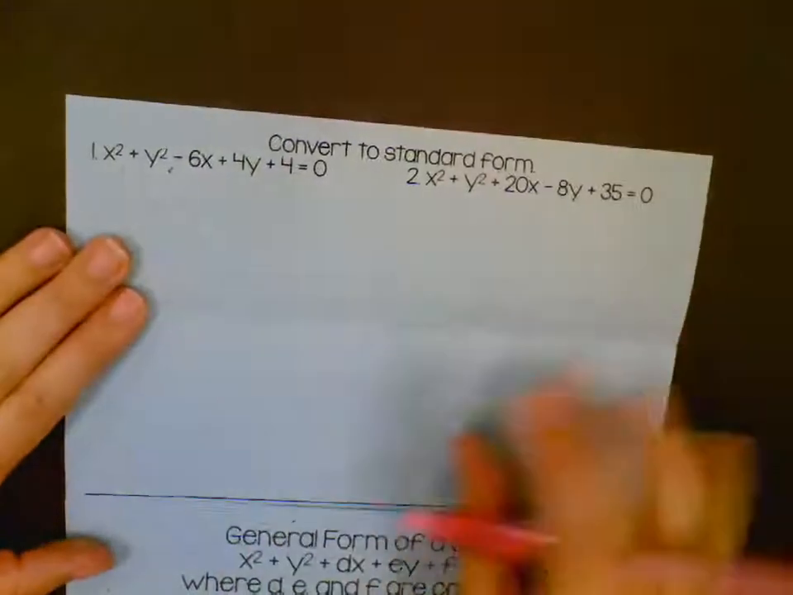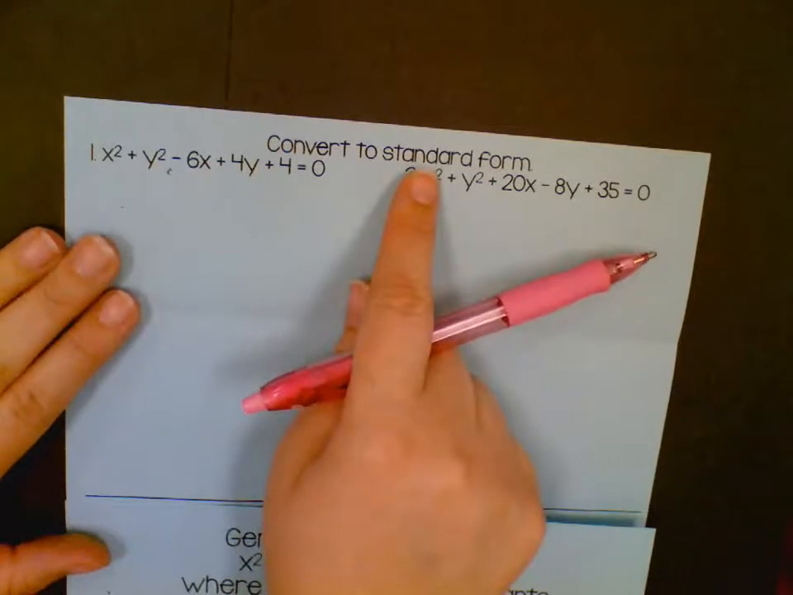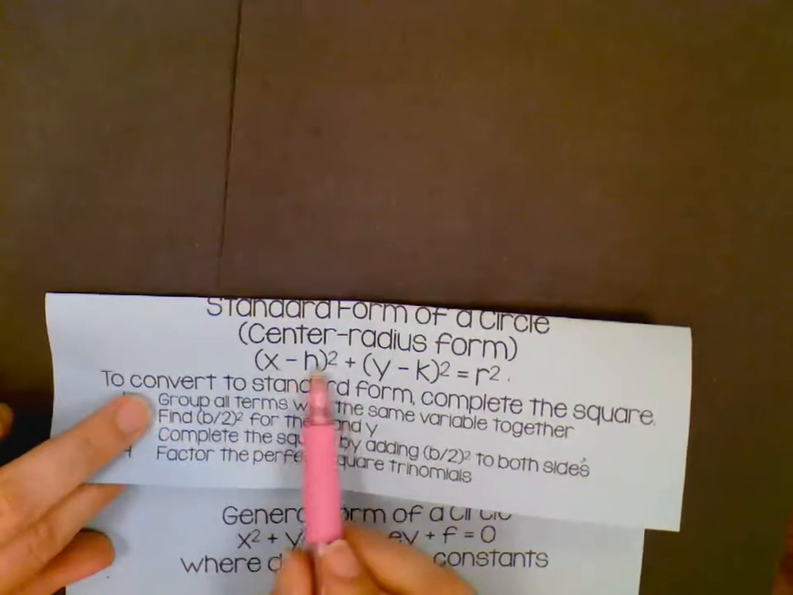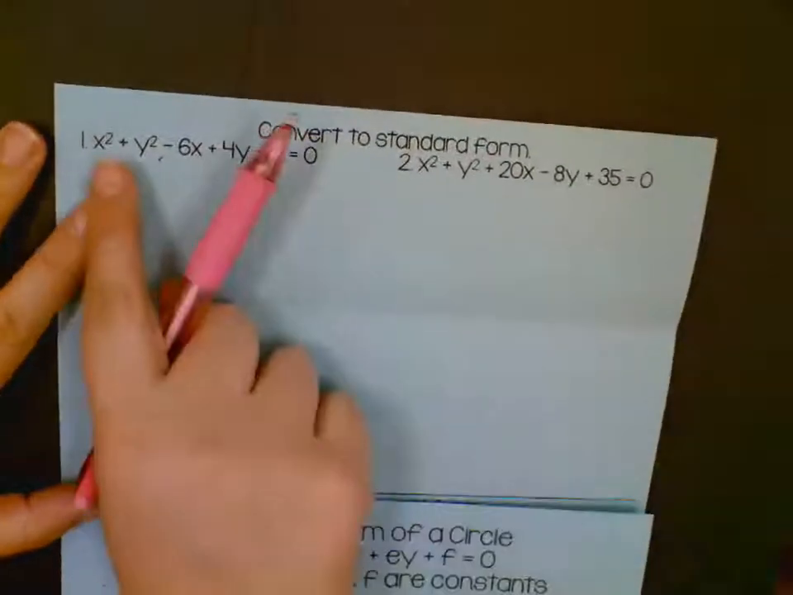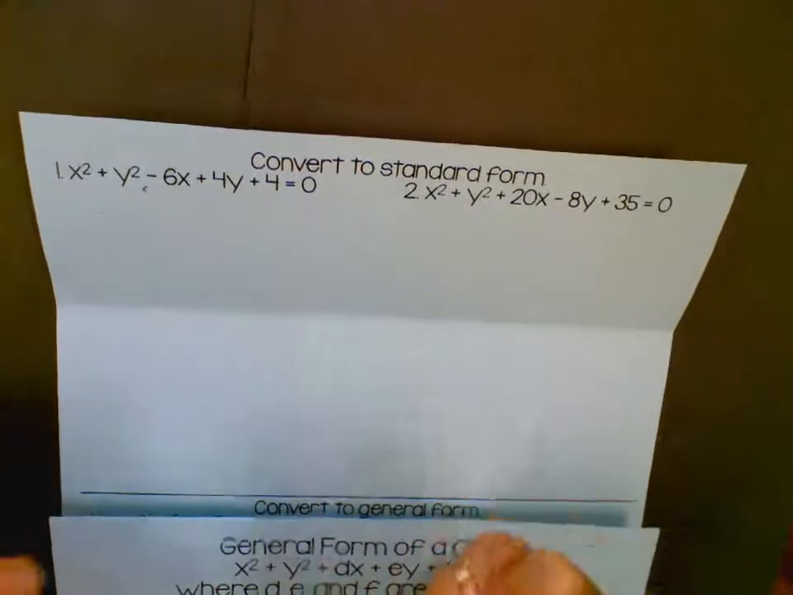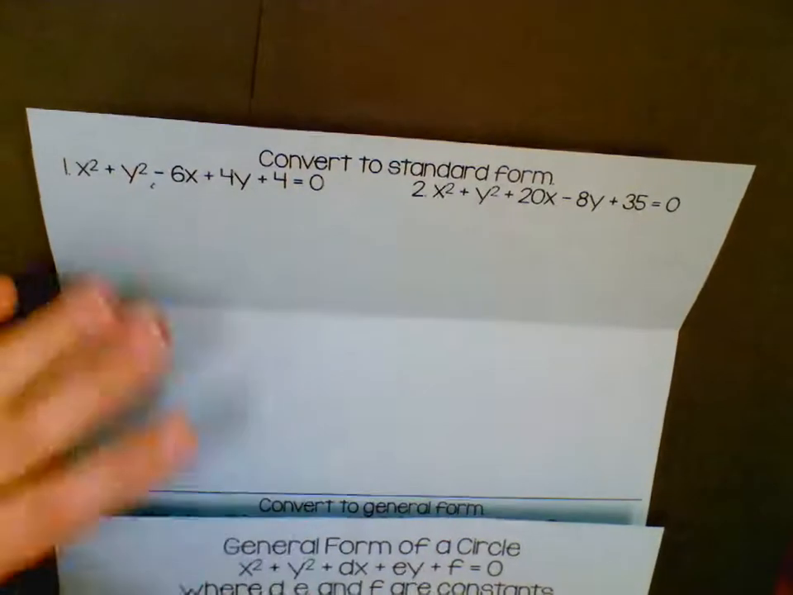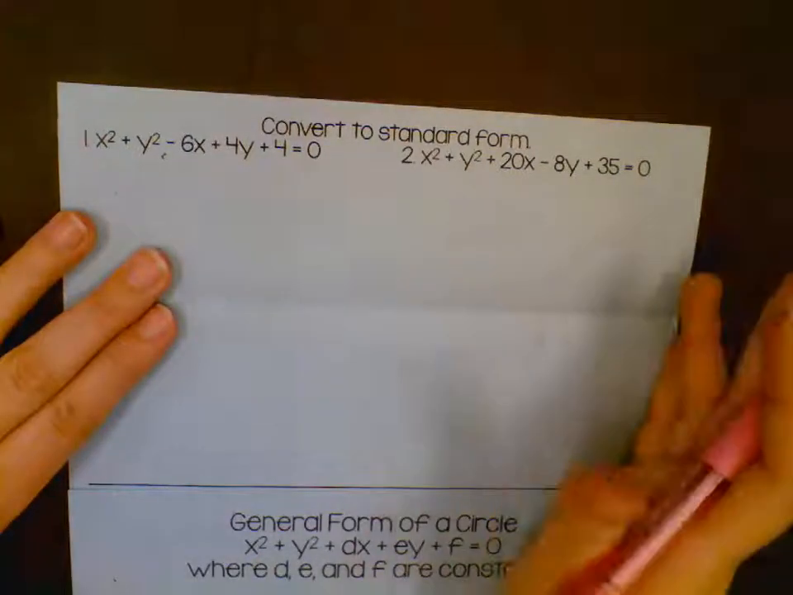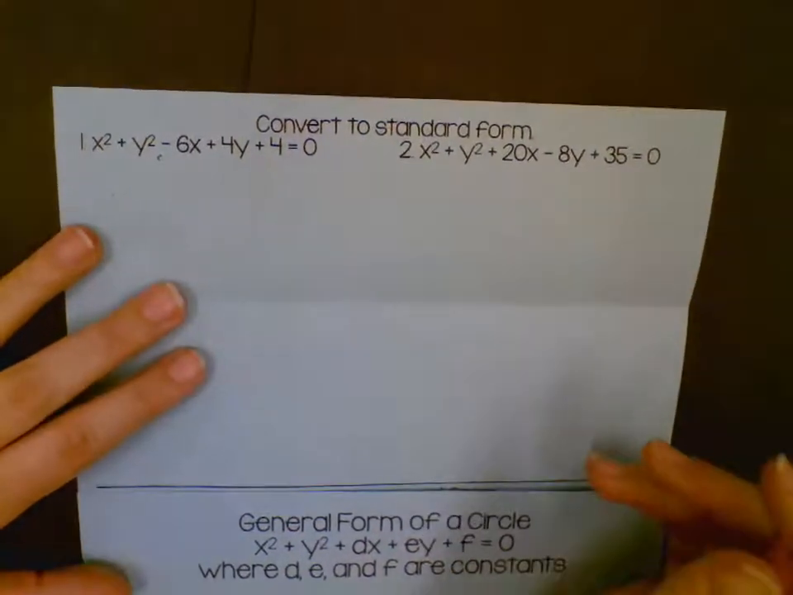Okay, so in the top, we have the general form, but we want to convert it to the standard form. So we want to make it look like what we learned last class, x minus h squared plus y minus k squared equals r squared. Okay, but they mixed up all the variables and they're not in parentheses or anything. So that's what we have to do, is get those parentheses. And we're going to do that using some skills you learned in Algebra 1 last year to factor.